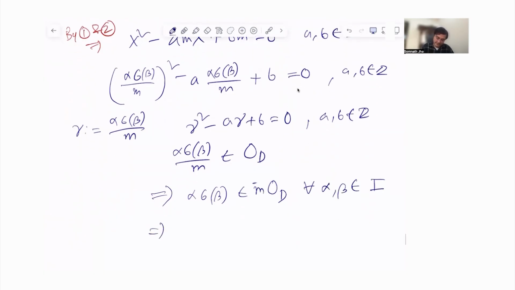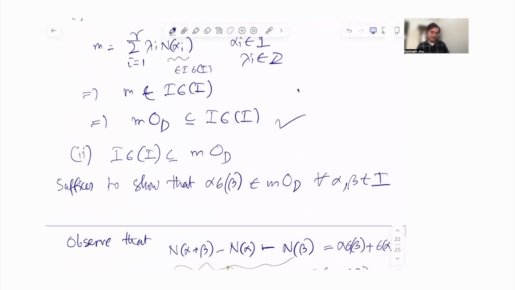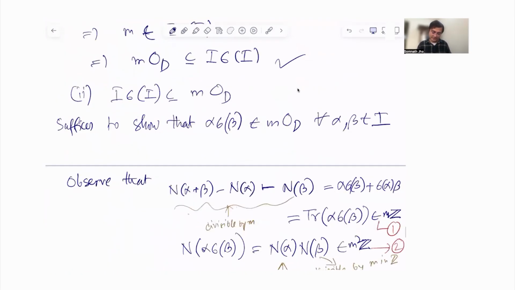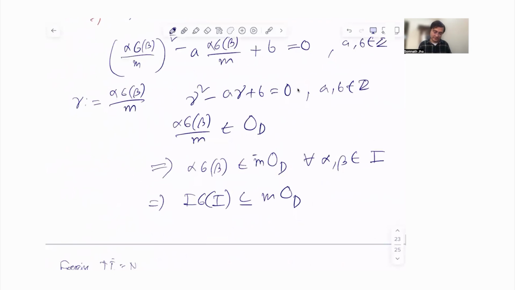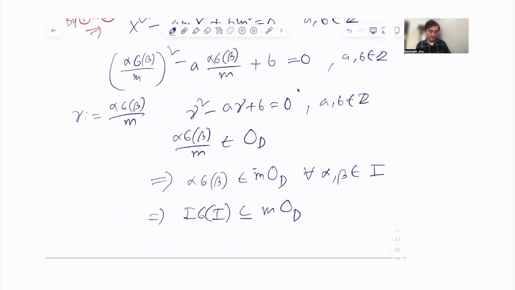So this implies I sigma I is contained in M OD. This was the part 2, right? It suffices to show alpha sigma beta belongs to M OD for all alpha, beta. That's exactly what we did, right? Because this is an algebraic integer, this has to belong to OD. Everything is happening inside Q root D.